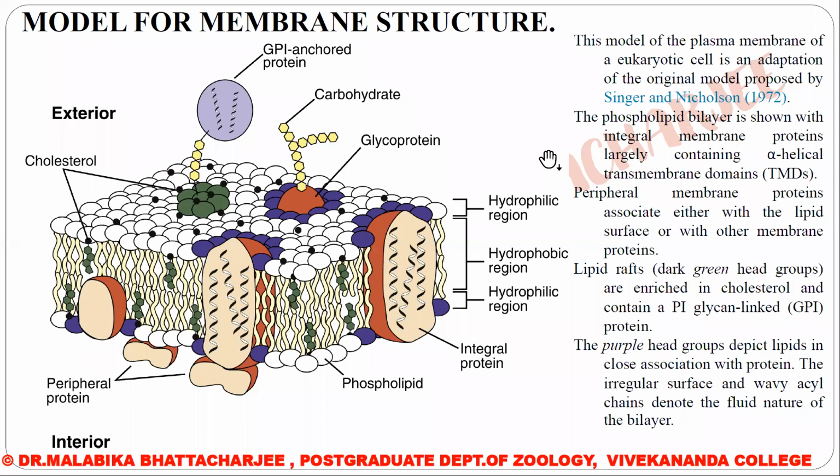This is another picture of the model of 1972. I showed you this picture to give you a glimpse of how mosaic the lipid looks from the top. We have carbohydrates attached to proteins, so these proteins are glycoproteins. We have cholesterol molecules present in the lipid bilayer. You can see the phospholipid head and the tails.